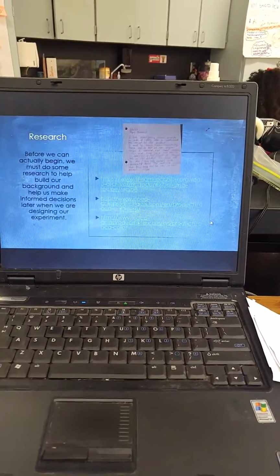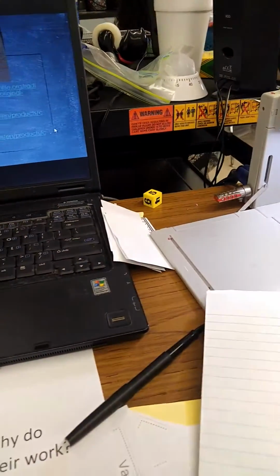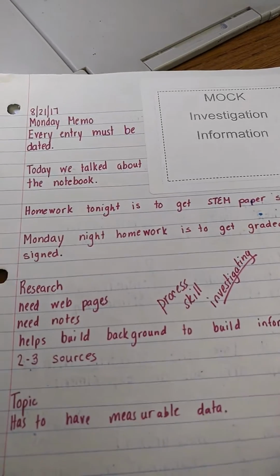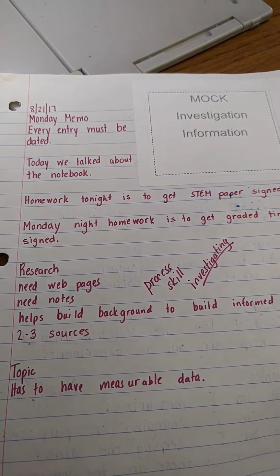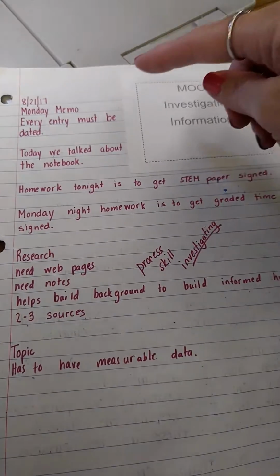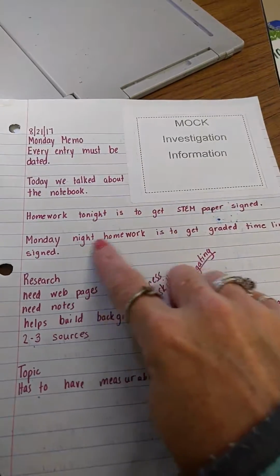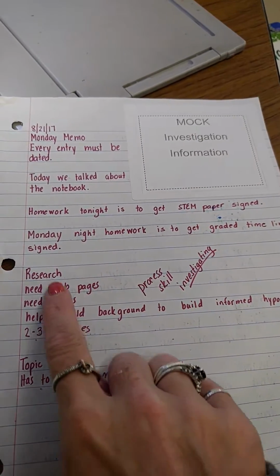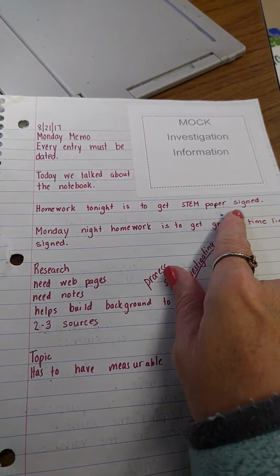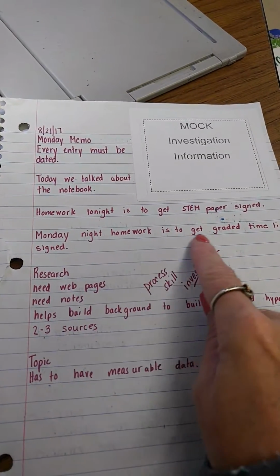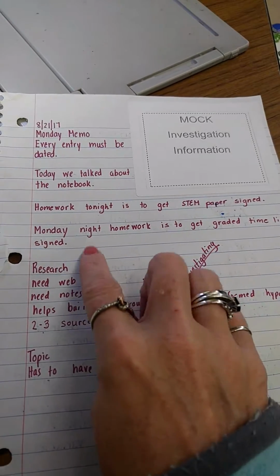There is a sample of a journal page. Let me show you what information we had here. So we wrote our information. Every day must be dated. You see how we have a date. We've got a title. This was Monday memo. We were just talking about certain things. We put our homework in here. Our homework tonight was to get our STEM paper signed. Our Monday night homework was to get it graded on our timeline.